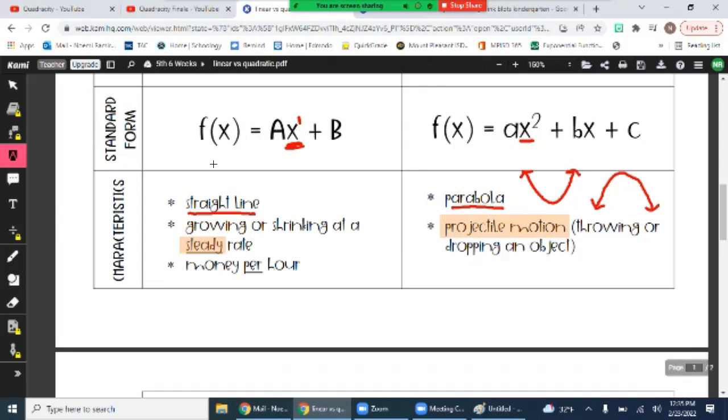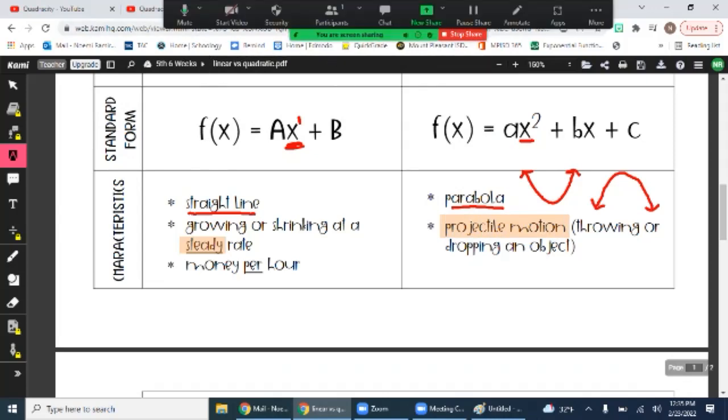Projectile motion, okay? Now, those are just characteristics. This is just trying to compare the differences between quadratic and linear. And we still have one more graph to learn after we're done with this unit, okay? So let me move on to my next tab if it'll let me. There we go.